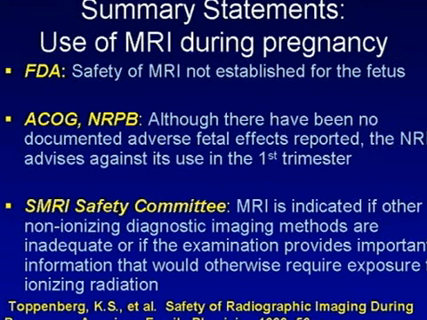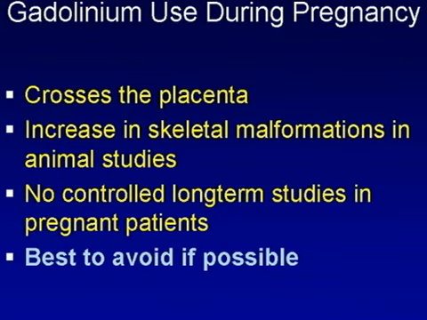So again, where do some organizations weigh in on the use of MRI during pregnancy? Well, the FDA simply states that the safety of MR has not been established for the fetus. ACOG and the National Radiation Protection Board state that although there have been no documented adverse fetal effects reported, the NRPB advises against its use in the first trimester. And the Society of MRI Safety Committee states that MRI is indicated if other non-ionizing diagnostic imaging methods are inadequate, or if the examination provides important information that would otherwise require exposure to ionizing radiation.